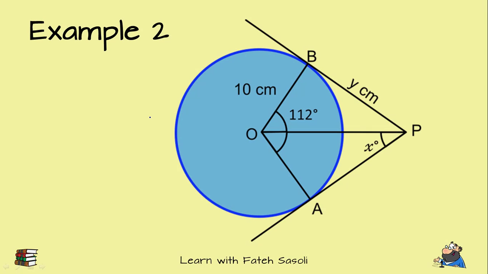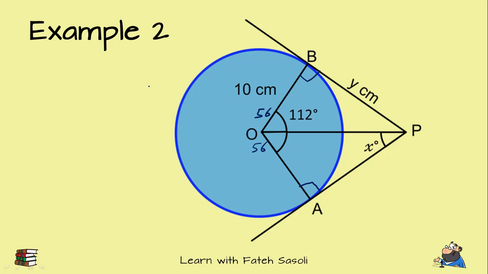For example number 2, we have to find the value of x here and the value of y, which is the length of the tangent BP. This complete angle was 112 degrees, which means we'll have to divide it into two equal parts, so this angle here is 56 and this angle here is a 56 degree angle. This angle here was 90, and this angle here was 90.